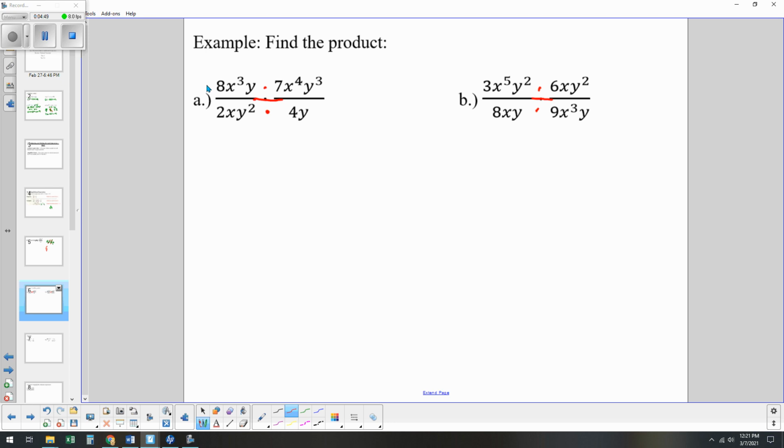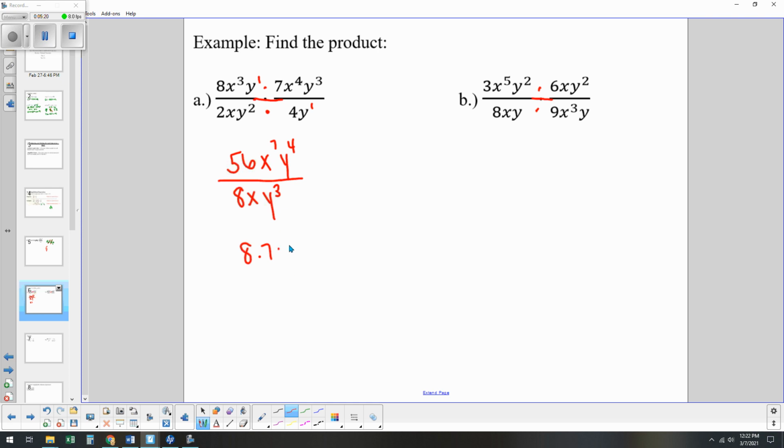So it might help to get one new top and one new bottom before we start to cancel things out. So a times 7 was 56. X cubed times x to the 4th is x to the 7th, and y to the first times y to the third is y to the fourth. And I have 2 times 4 on the bottom is 8. X with nothing to multiply is just x, and then y squared times y to the first is y to the third. So 56 is really 8 times 7.